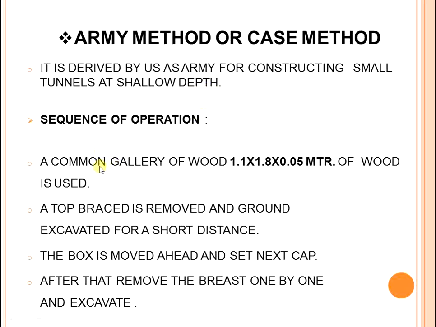Sequence of operation: a common gallery of wood box is made. The size is 1.1 by 1.8 meters, and 0.05 meter thick wood is used. The top brace is removed and the ground is excavated for a short distance. The box is moved ahead and the next cap is set. After that we remove the braces one by one and excavate.